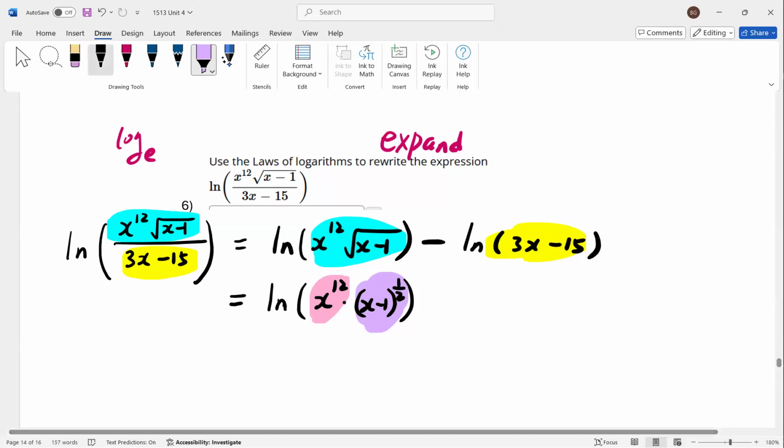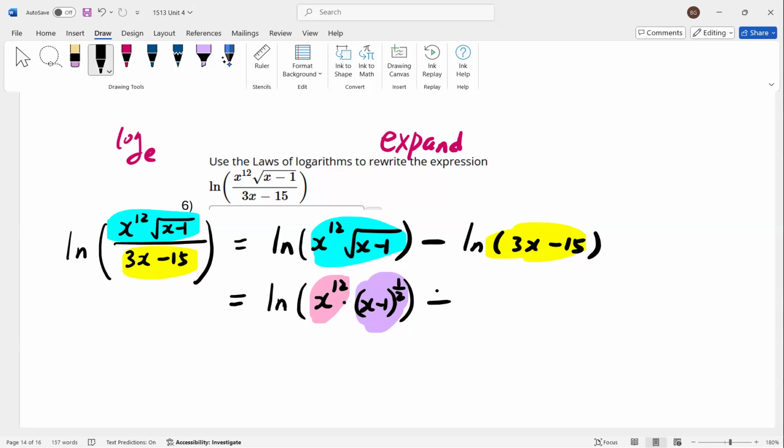And the minus ln yellow, I think the yellow is pretty simple already. It really depends on the requirement of the problem. I think this is good enough. I'm going to keep that like that. Use the laws of logarithms to rewrite the expression. It doesn't have much specific requirement.